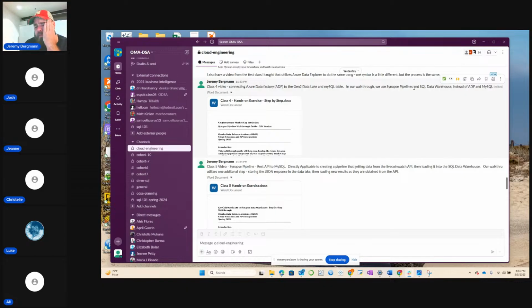The Azure Synapse Analytics resource that we installed also has Synapse pipelines. It's a little bit more of a reduced version of Azure Data Factory, but it'll work fine to create the pipeline in there. Create the pipeline from the JSON file on the data lake into a table, storing it in the SQL data warehouse.